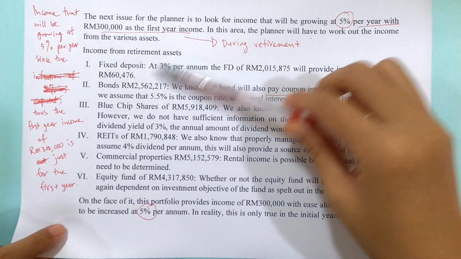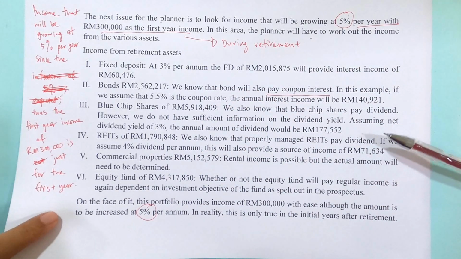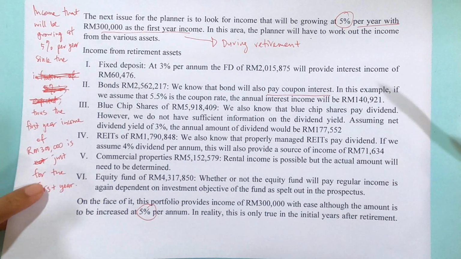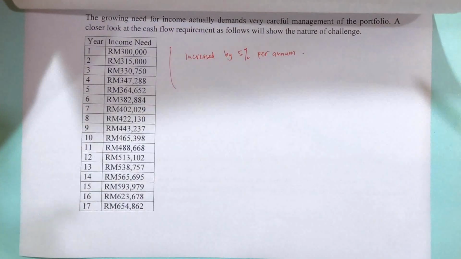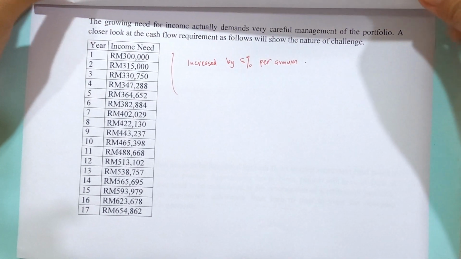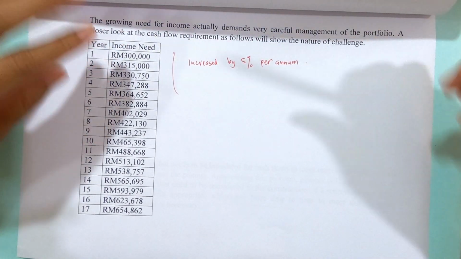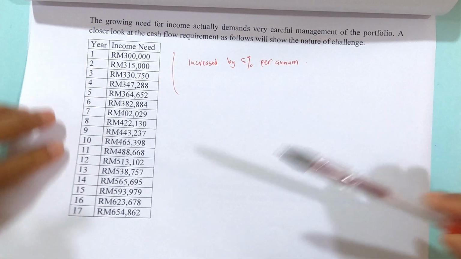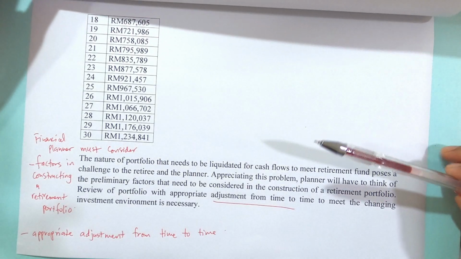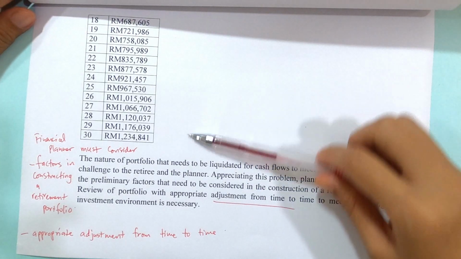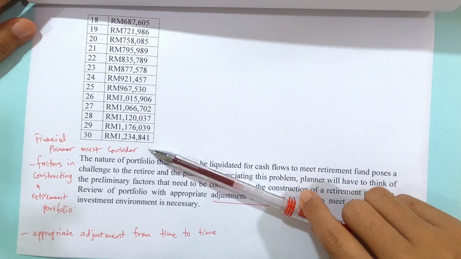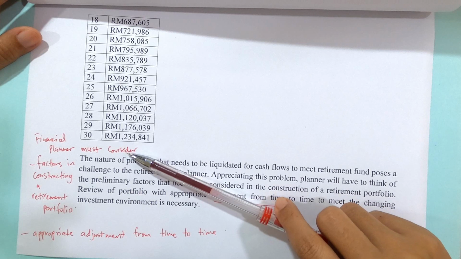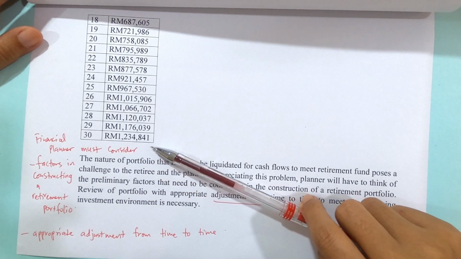So it seems that by having the assets that generate income, it should be no problem for Benny to achieve his retirement goal. I would like to show you that the income has been increased by 5% per annum. We can see that the trend is increasing for Benny, and once it reaches 30 years of retirement, he will need around 1.2 million per year.